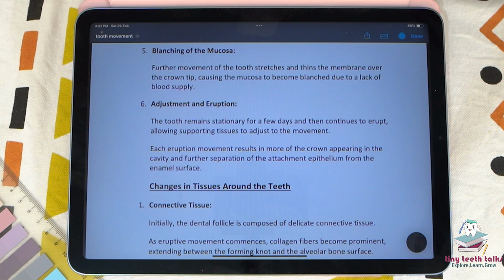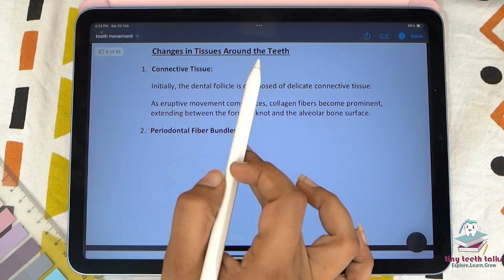These are the changes that occur in the tissue overlaying the teeth, which include degradation of the connective tissue, formation of the canal and merging of the reduced enamel epithelium and oral mucosa, and thinning of the tissue and blanching of the mucosa for emergence of the teeth. Changes in the tissue around the teeth.